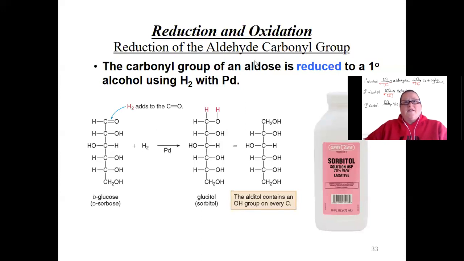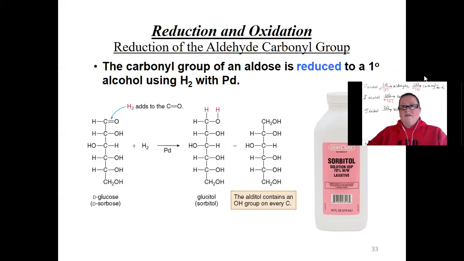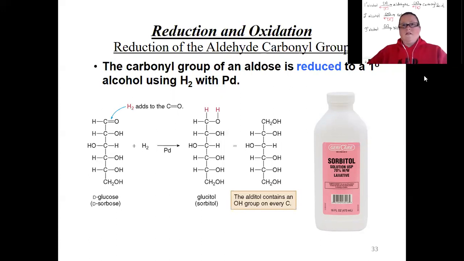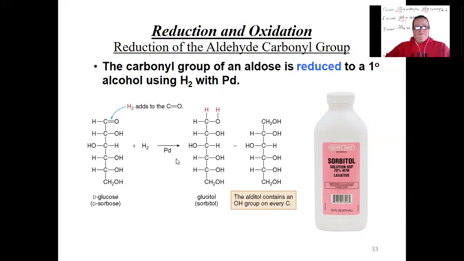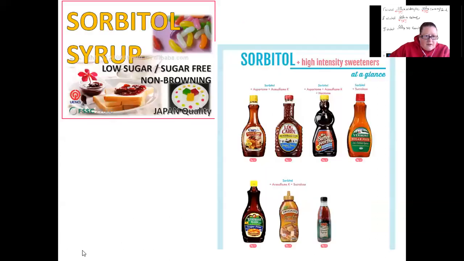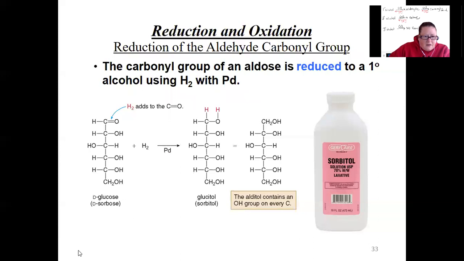So let's look first at the reduction of the aldehyde group on an aldose. So here is the right-handed glucose. I am trying to activate my pen and I don't see it. Oh, there it is. Ooh, the eraser works. Sweet deal.